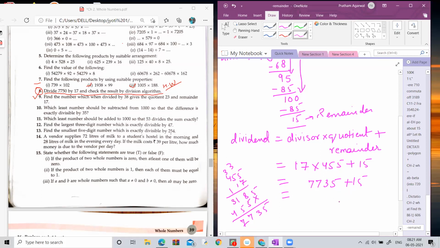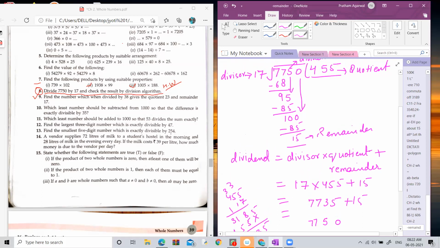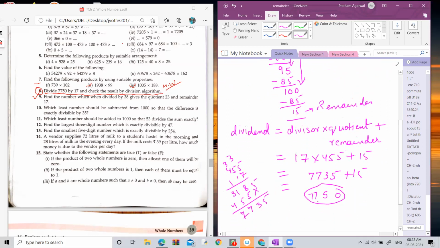Quickly. Then 3 plus 1, 4 plus 5, 77. Now you will get the same value of dividend. When you solve division into quotient plus remainder, it gives you 7,750, which is equal to the dividend. What was the value of the dividend? 7,750. So you get the same value.